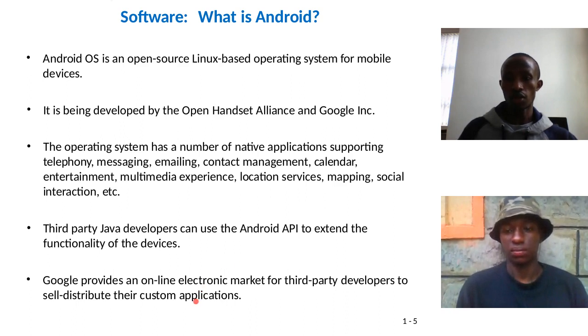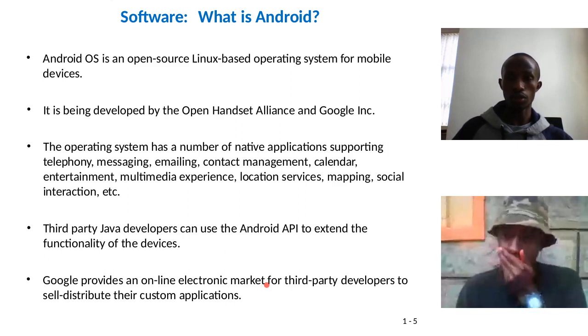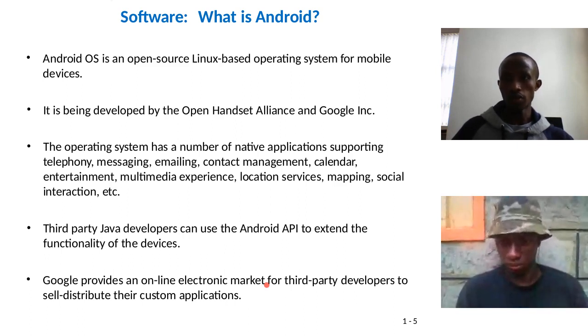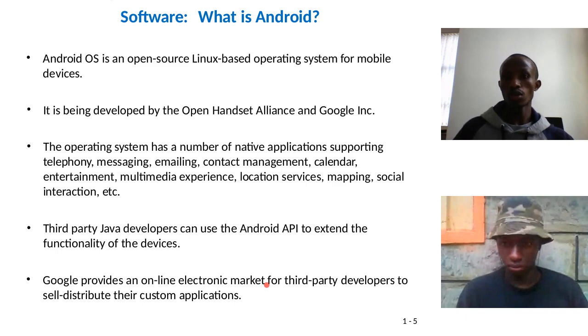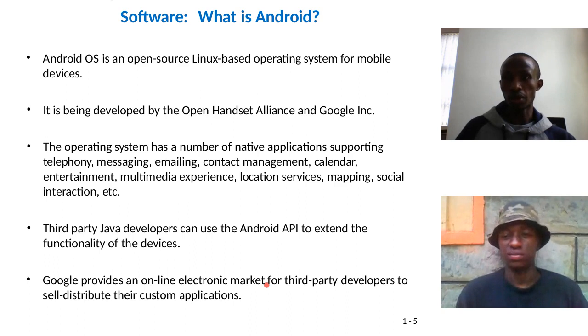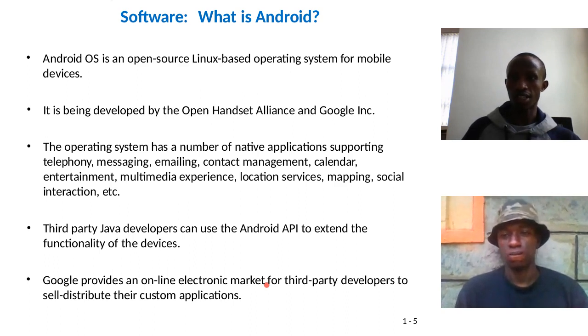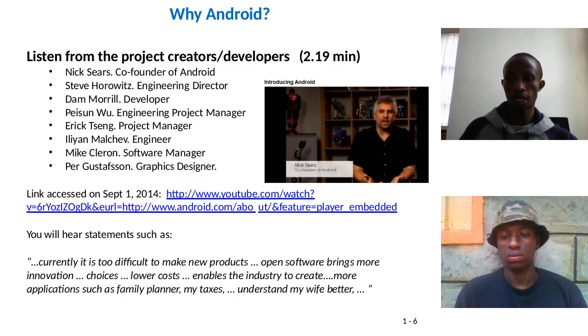Then we see that Google provides an online market for third-party developers to sell and distribute their custom applications. We all know about that. That is Play Store. With $25, you can create an account on Play Store, which is actually a one-time fee. You'll only pay it once, and you can publish apps for the rest of your programming life.